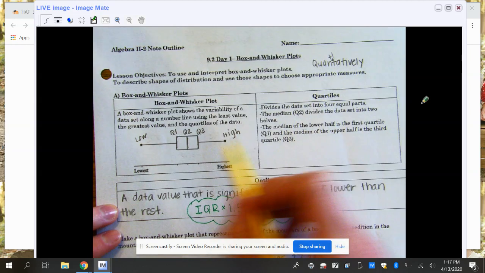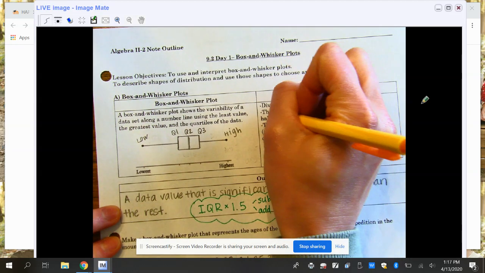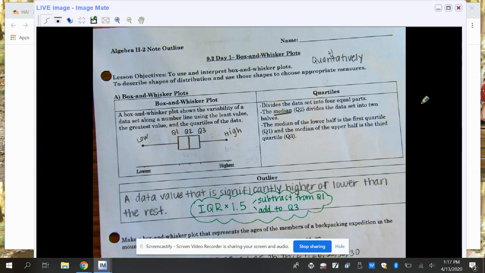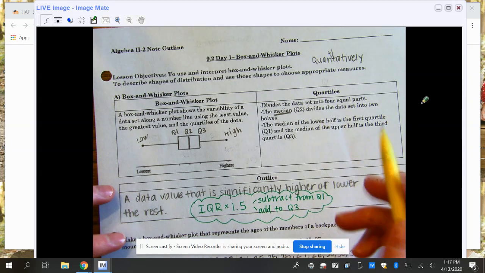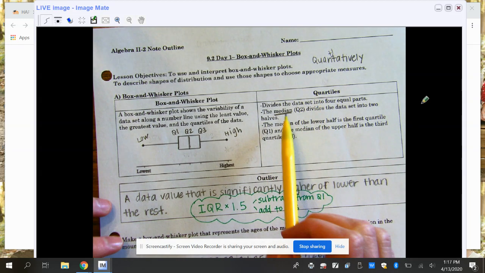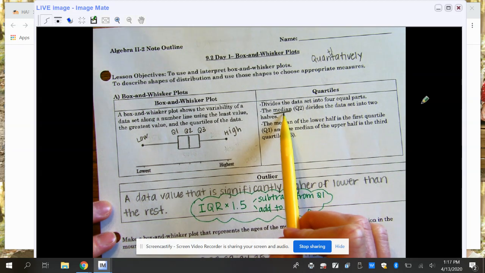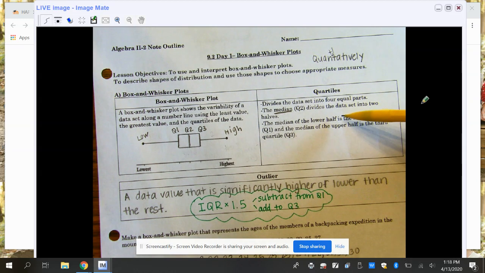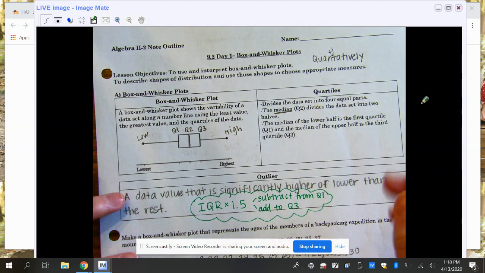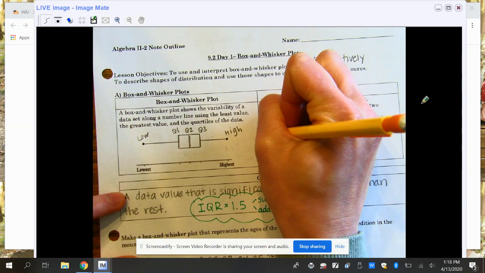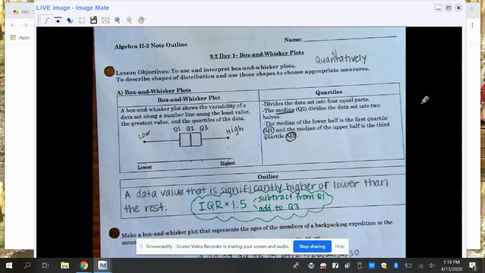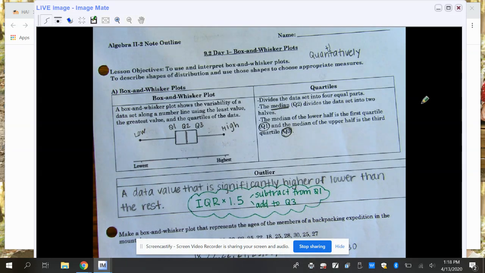And so what we do is you always find the median first. That's the middle value of all of your data when it's organized from least to greatest. And then you take each half, because the median will split it in half, and you'll have the lower half and the upper half. Q1 is the median of the lower half, and Q3 is the median of the upper half.